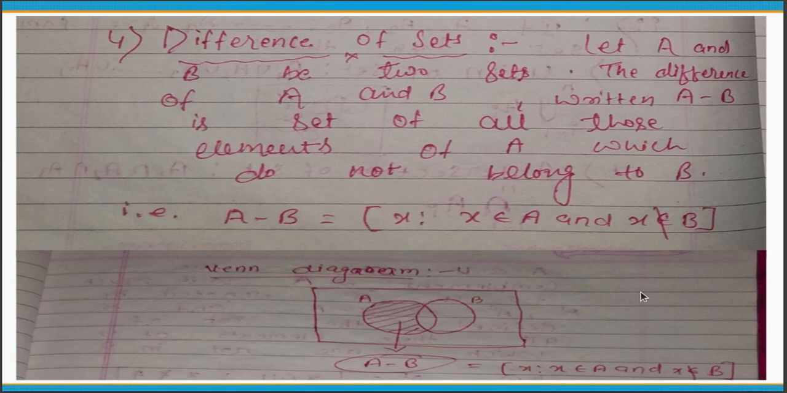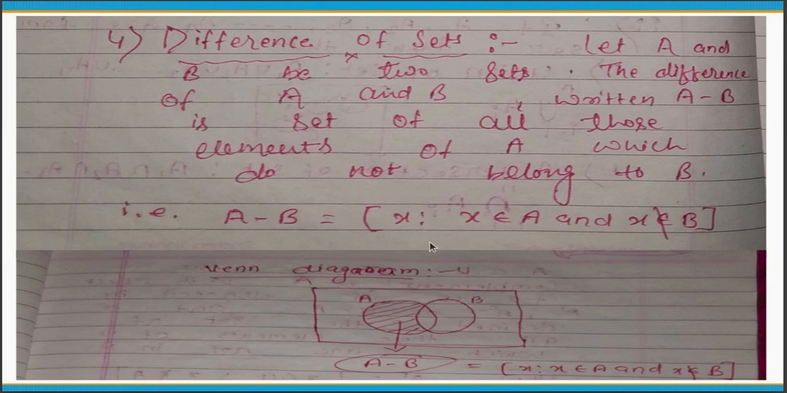Now, difference of sets. Let A and B be two sets. The difference of A and B, written A minus B, is the set of all the elements of A which do not belong to B. A minus B means the set of all those elements of A which do not belong to B.